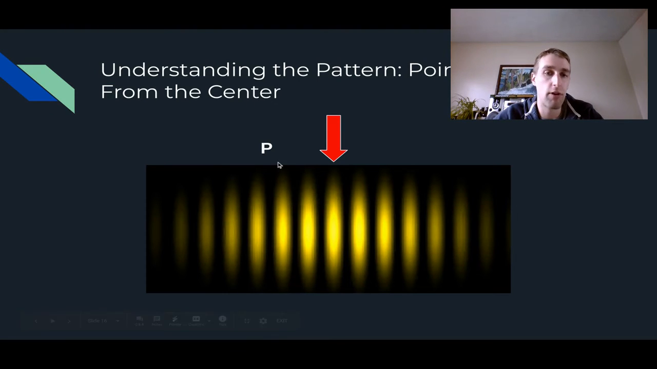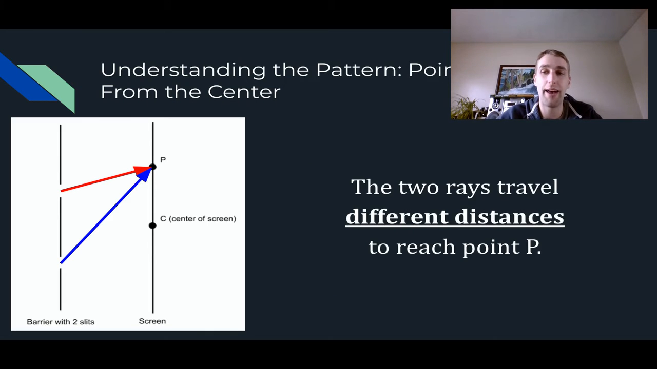Now we're going to pick a random point on the side of the screen. We're going to call it point P. For some of those random points on the side, sometimes you see a bright spot, sometimes you see a dark spot. Let's try to explain that.